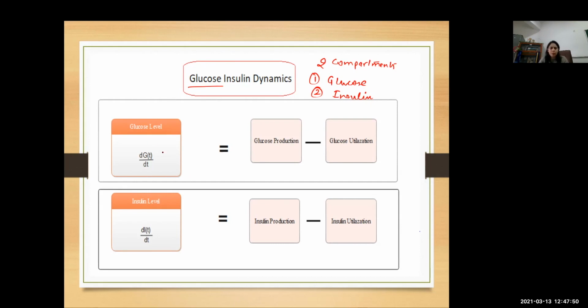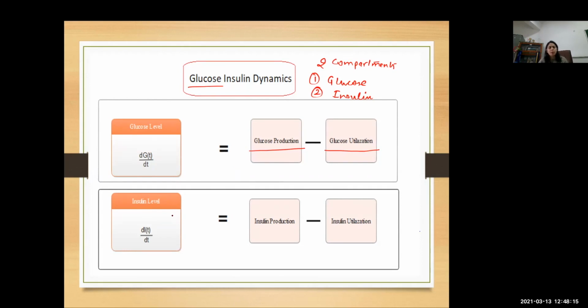First is the glucose level. Let us say it is dG/dt. That is, we would like to observe the change in glucose level with respect to time. It will be equal to glucose production minus glucose utilization. This is called the working model. We need to convert this into mathematical equations.